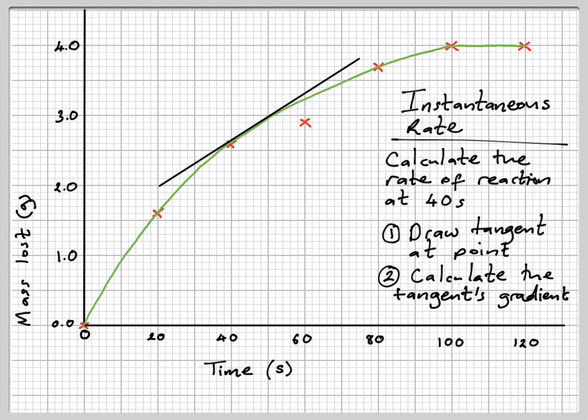So to find the tangent's gradient, what you do is you form yourself a nice little triangle that you're going to use in order to find the gradient. Gradient can be calculated by using the following. So gradient equals change in y divided by change in x. And so if you're finding the gradient of this tangent, which is a straight line, you find the change in y and you find the change in x, divide one by the other, and you've got your gradient. And if you have your gradient, you also have your rate, because they are the same thing.